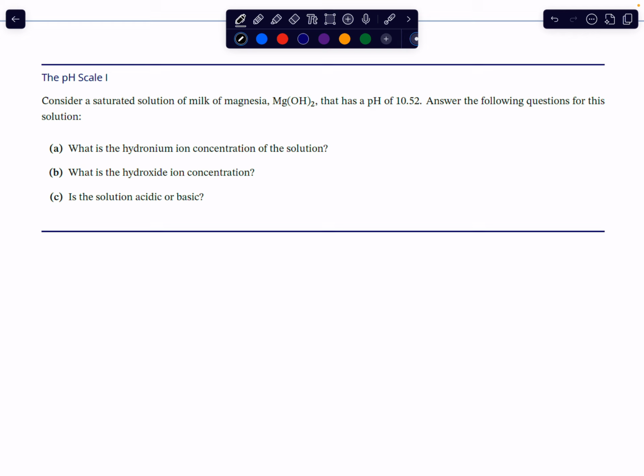So what is the hydronium ion concentration of the solution? So this is a normal application of where you need to remind yourself that the pH is equal to the negative logarithm of the hydronium ion concentration. Right? So you can solve it from this. So that means the hydronium ion concentration must be equal to 10 to the power negative the pH. Right? Or that's something that you maybe remember.